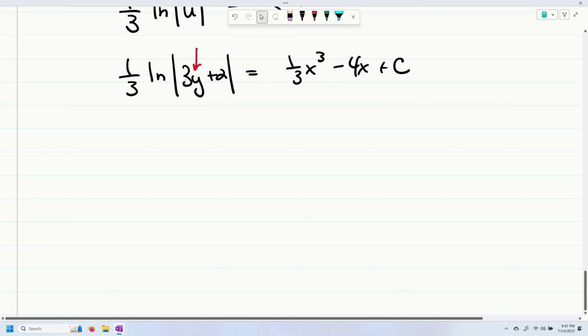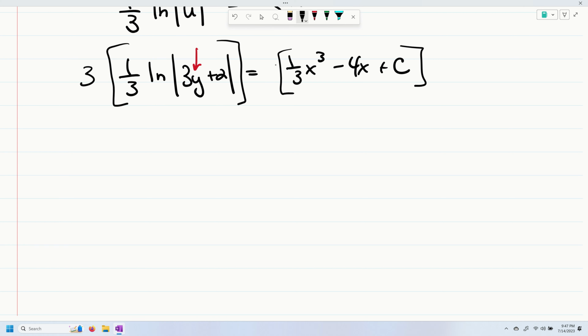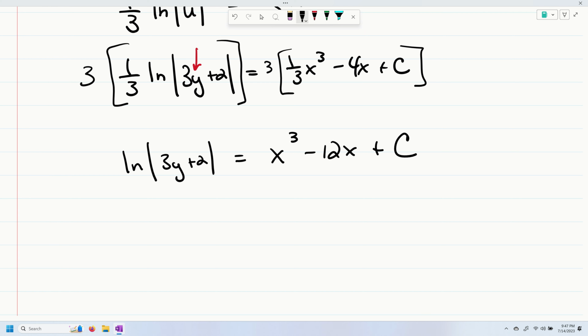First thing I'm going to do, I'm going to multiply everything by 3. So that's going to give me the natural log of the absolute value of 3y plus 2 equals x to the third minus 12x. And I'm going to write plus c, okay? But technically, this is 3c, which some books would abbreviate as c1. But when you think about it, 3 times a constant is another constant. So we're just going to leave it as plus c for now.